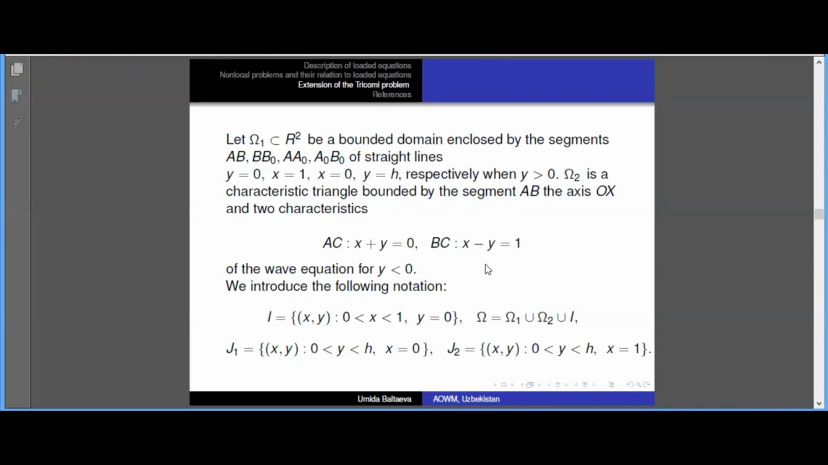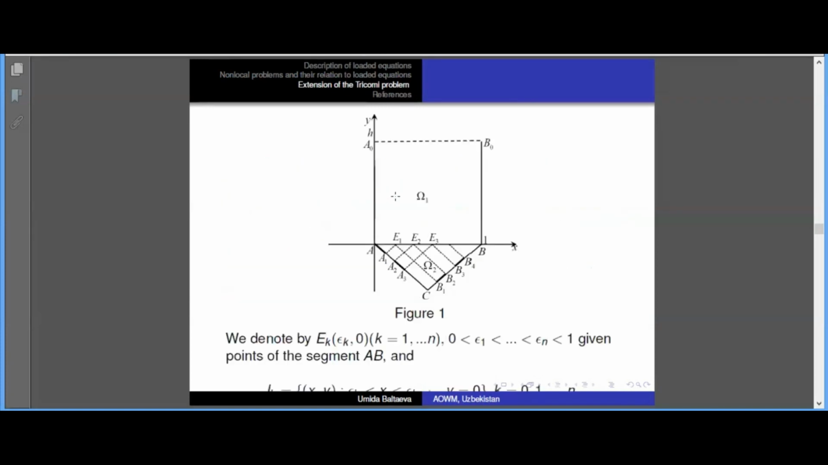This result is with my PhD student, Babadjanova Yıldız. And here let omega 1 be a bounded domain enclosed by the C segment. Respectively, omega 2 is a characteristic triangle bounded by the characteristics of the wave equation. This one will be omega 1. This triangle is omega 2. And omega 1 plus omega 2 with this AB, we denote by omega, the whole domain omega.